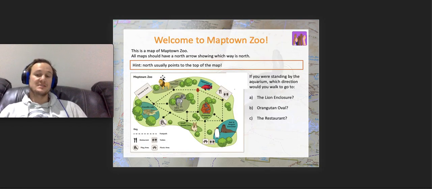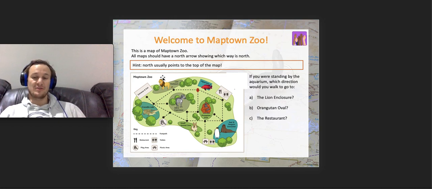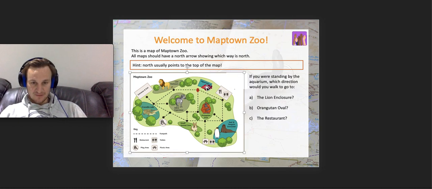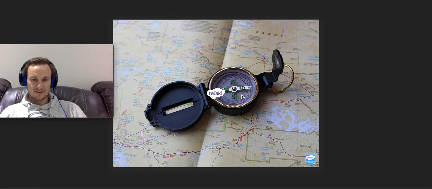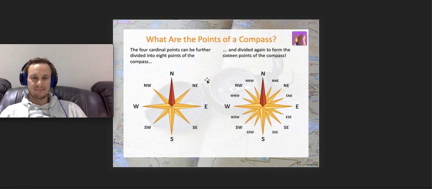Okay, so let's use it to see how much we actually know. Okay, so that says if you were standing in the aquarium, which direction would you walk? So if we're standing in the aquarium here, and we're trying to get to the lion enclosure, which is here, which way would we go? Now, I'm going to try and see if I can find my map that I wanted to use. Let me just go back for a second. I didn't actually get it yet.